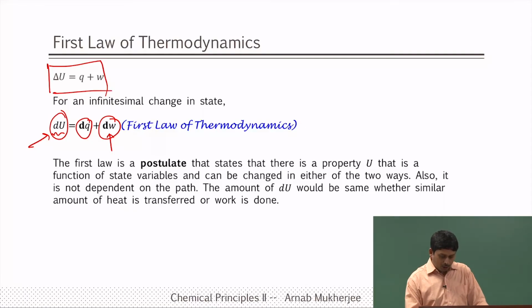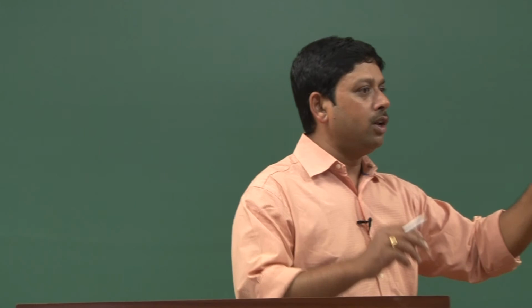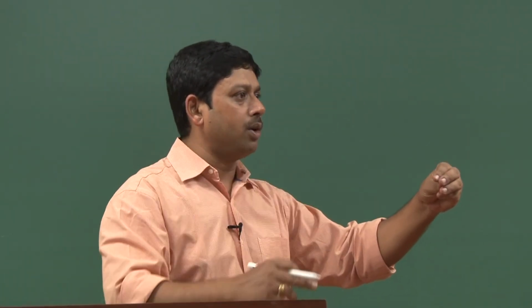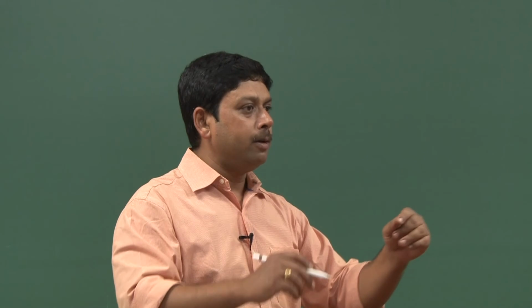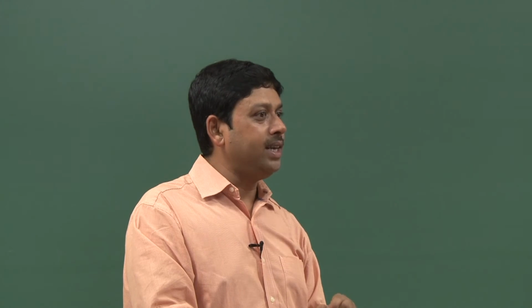So, the first law is a postulate that states that there is a property U that is a function of state variables and can be changed in either of two ways, heat or work. Also it is not dependent on path. So, it is a postulate that when you talk about two states, it will only depend on the states; whichever way I come from 1 to 2, it does not matter. You saw that in our two calculations, where we used two routes or two paths, we got two different works, but if you calculate the internal energy, you will find that it is 0.